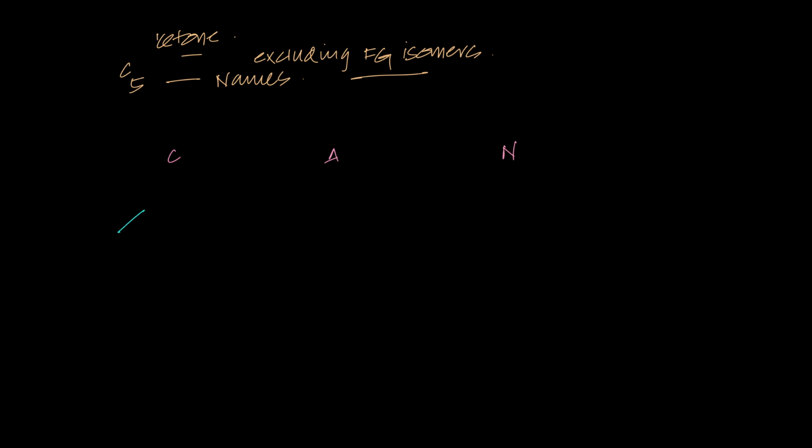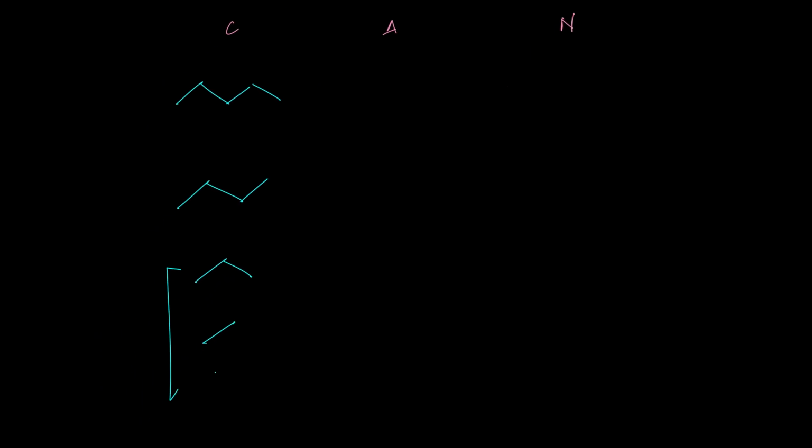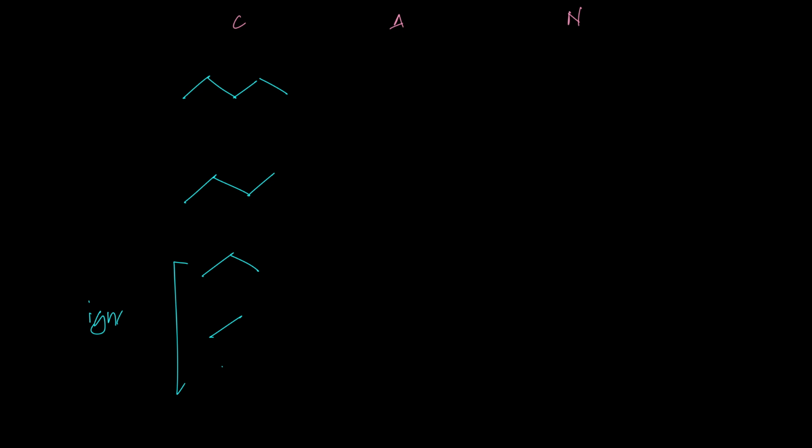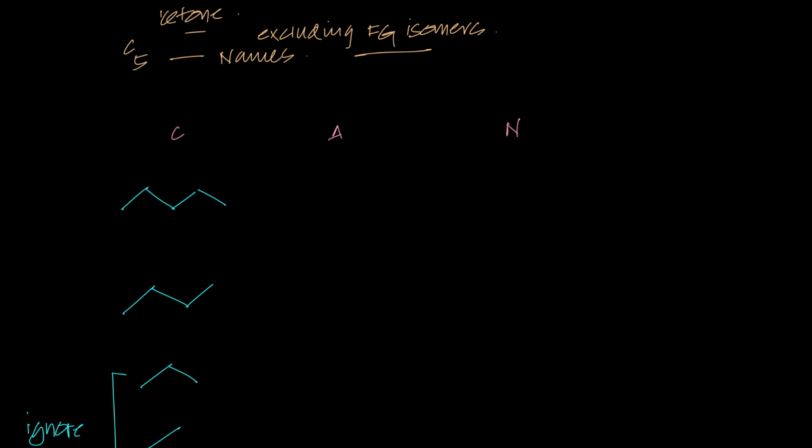5-carbon ketone, 2, 3, 4, 5. I'm going to do skeletal for this. 4 carbons then, 2, 3, 4, 3, and then 2, and then 1. I know 3 and 1 and 2, we just ignore them. Ignore them.